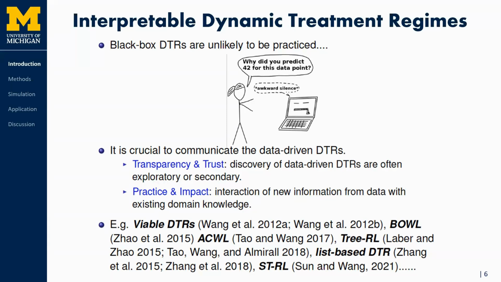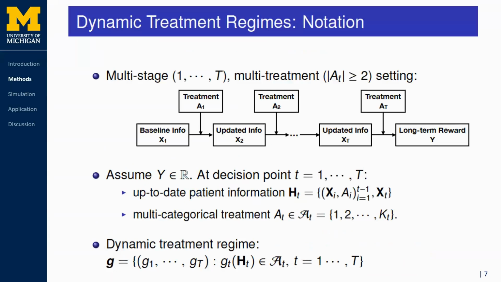And I list a bunch of literature here. Of course, nowadays there are more and more excellent related papers, so please feel free to go through the literature and search on that. There are viewable dynamic treatment regimes, backward outcome weighted learning, adaptive contrast weighted learning, tree-based reinforcement learning, list-based dynamic treatment regimes, and stochastic tree search. And this list goes on and on.